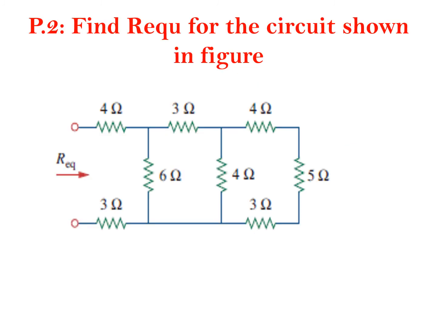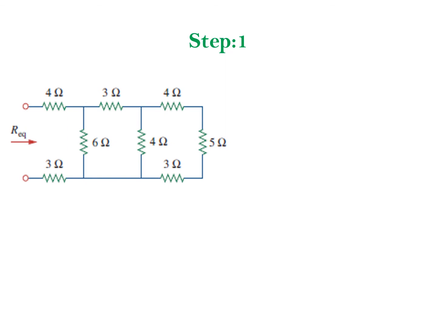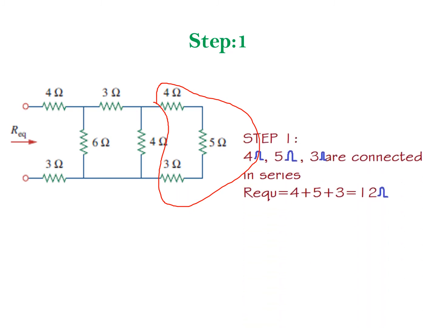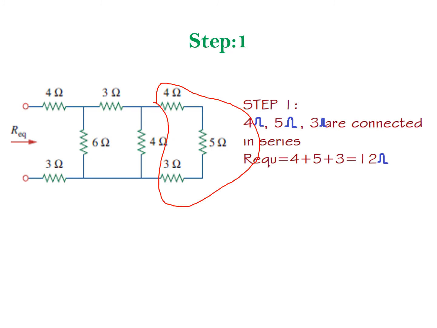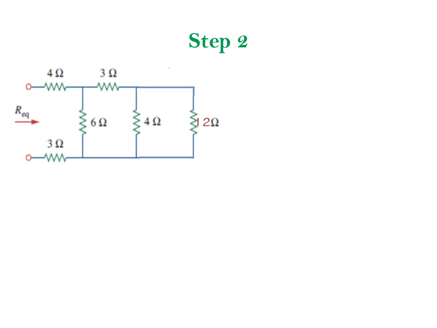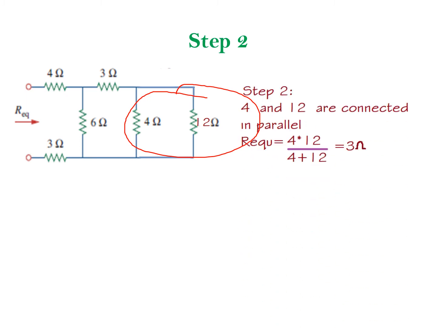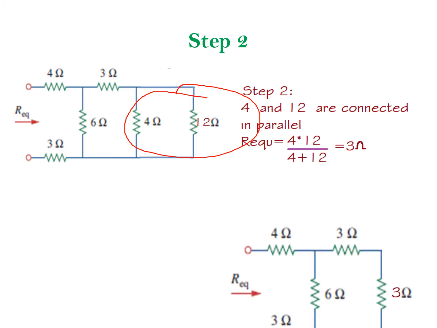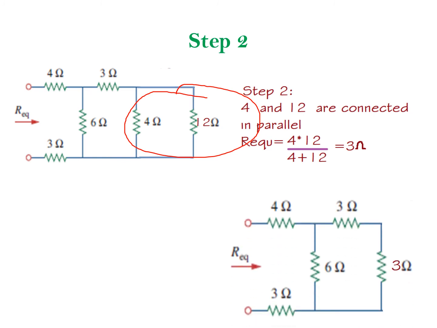Okay, see problem 2. Find R equivalent for the circuit shown in figure. So what you have to do, step number 1: these three resistances 4, 5 and 3 are connected in series. So what is the answer? That is 12 ohm. And next, this is the reduced circuit. And step number 2: here both 4 ohm and 12 ohm are connected in parallel. So how to reduce this? 4 into 12 divided by 4 plus 12, that is 3 ohm. Now this is the reduced circuit which consists of 3 ohm.